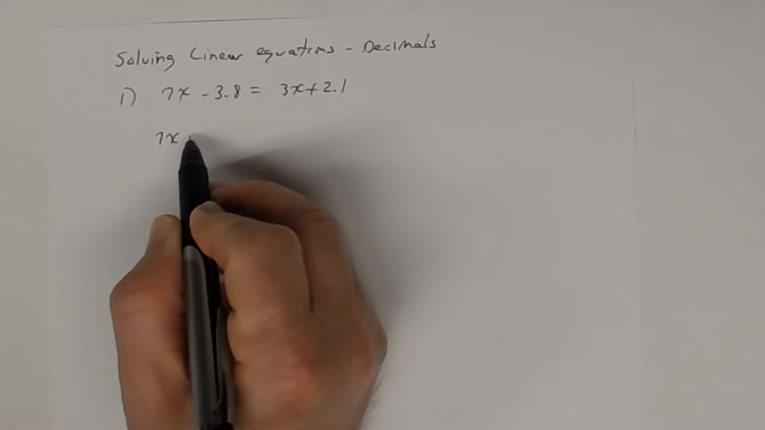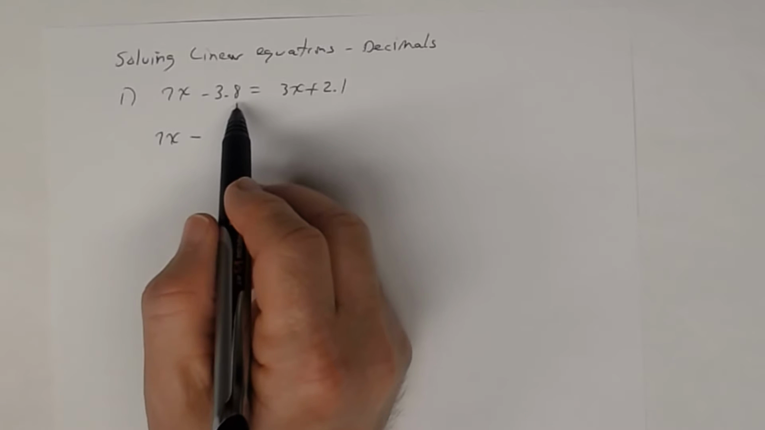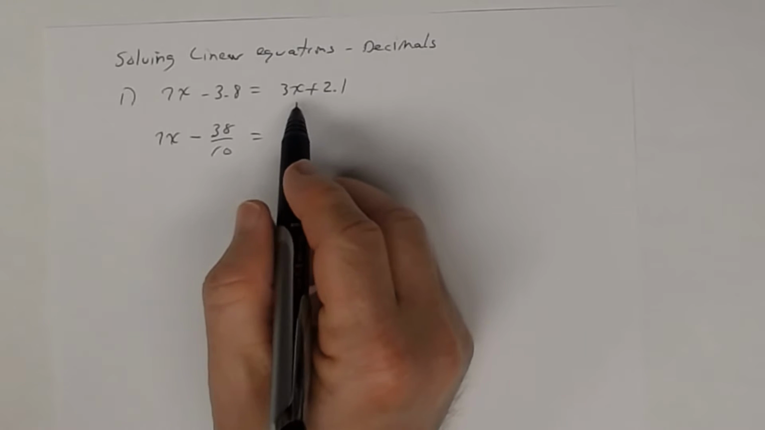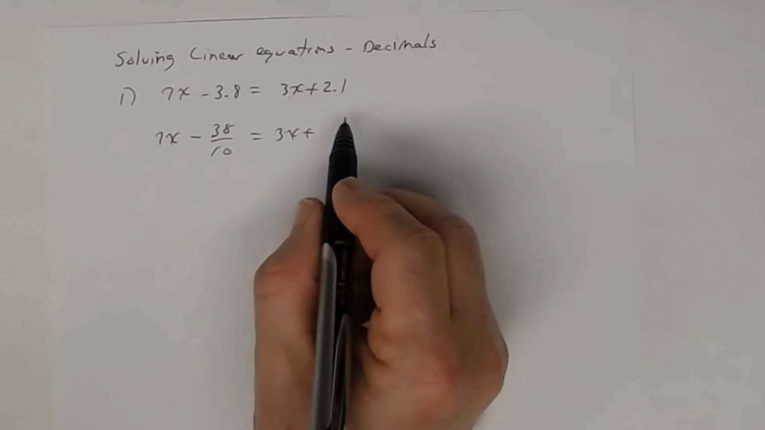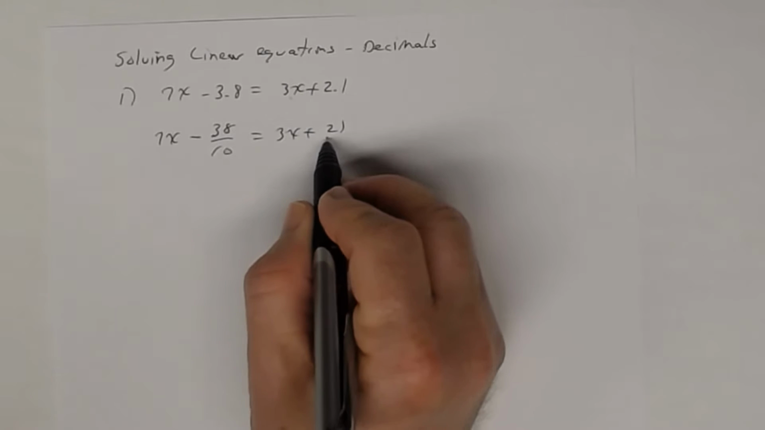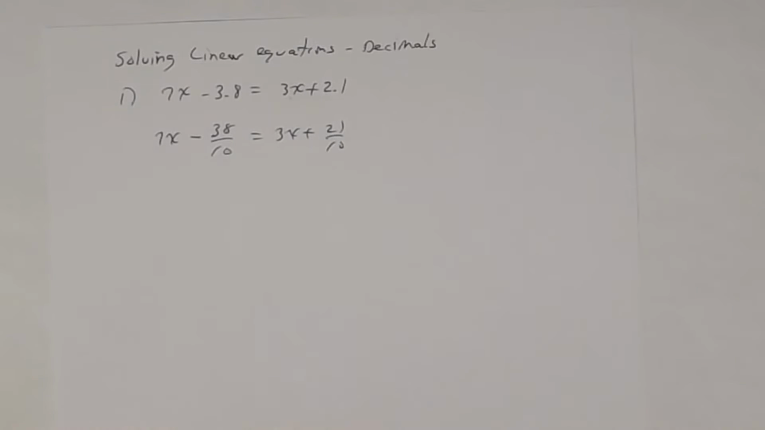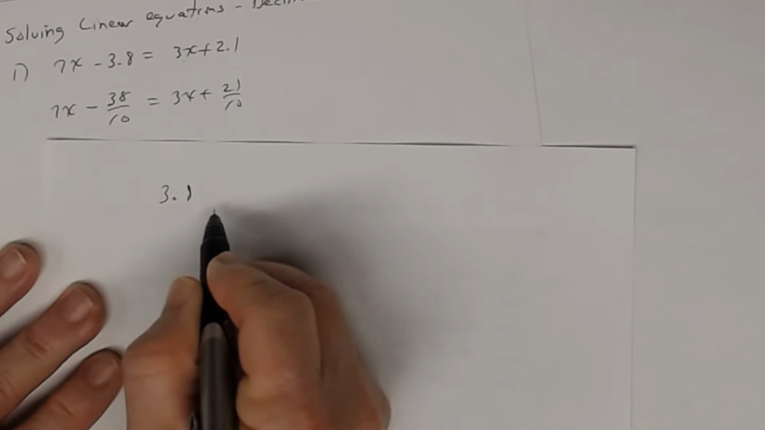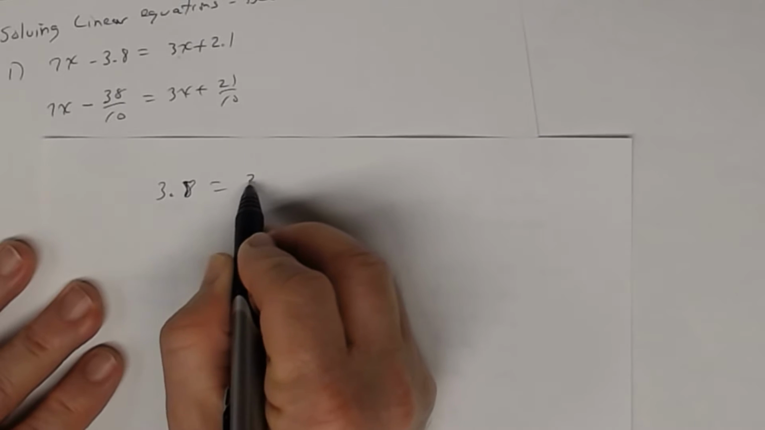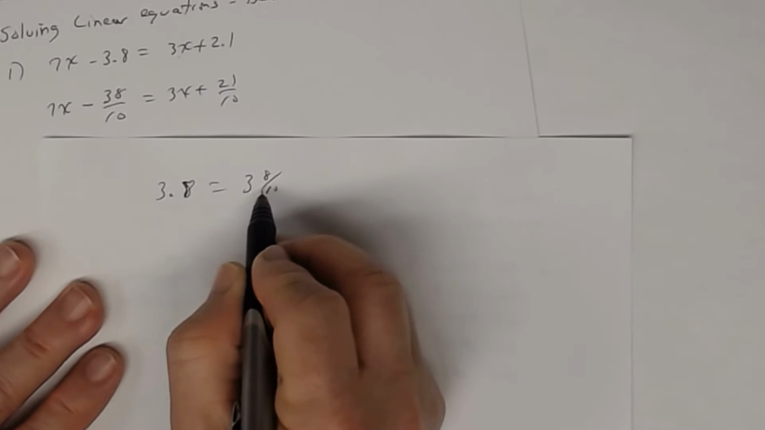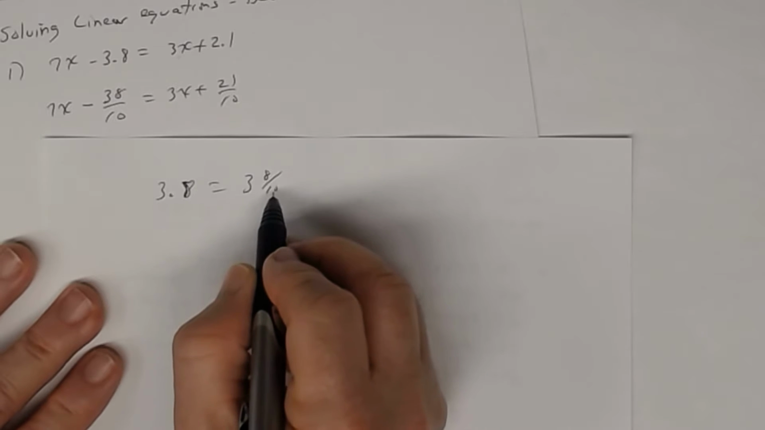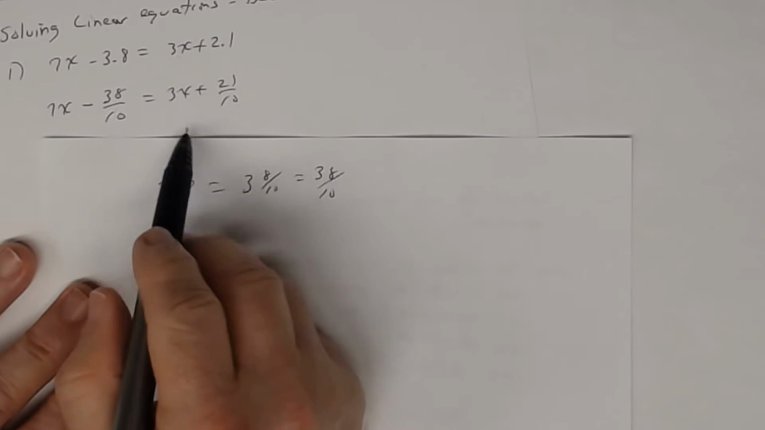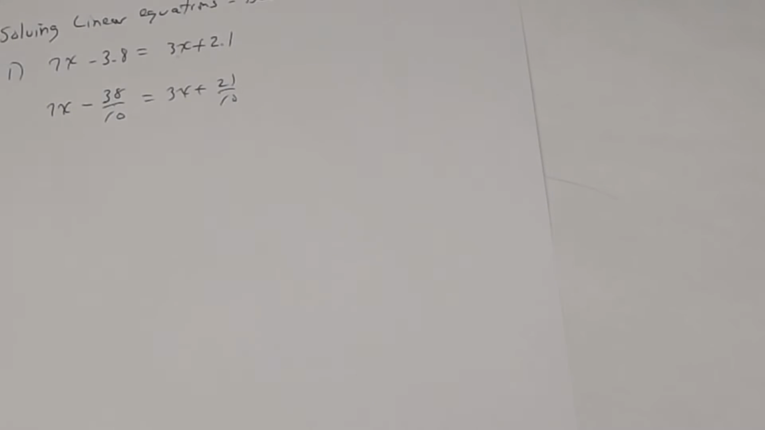So I have 7x minus, and then 3 and 8 tenths is actually 38 tenths, right? And then equal, and then 3x plus, and then 2 and 1 tenth rather, is 21 tenths. That makes sense, doesn't it? Because if you think about it, you see this 3 and 8 tenths right here as a mixed number. That's this, right? So 3 times, and then changing this to an improper fraction, 10 times 3 is 30, and then 30 plus 8 is 38. So notice you get 38 tenths. Okay?